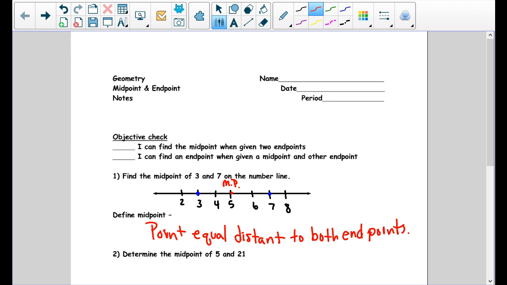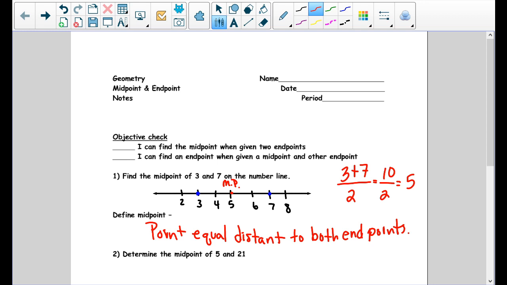Think about tests. If you get 100 and you get a 50, make it easy. What's your average? 75. Well, how do you know that? It's in the middle, right? So what do you do to find the average of something? How do we find the average? Add them and divide by 2.